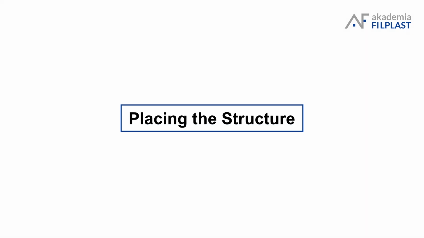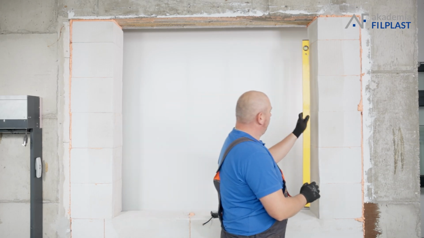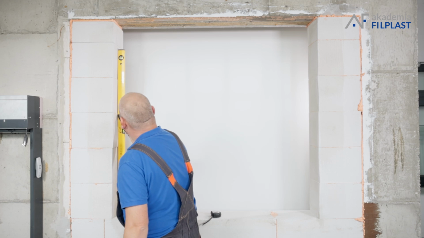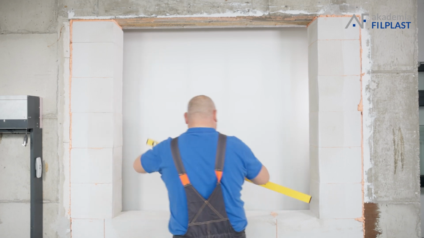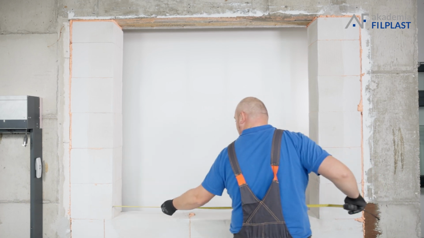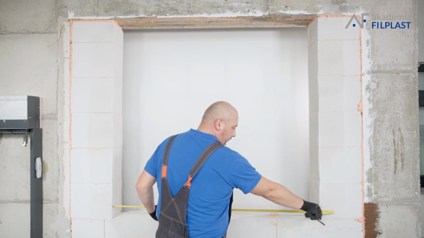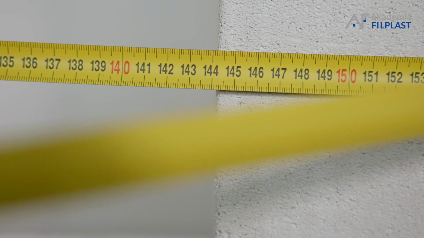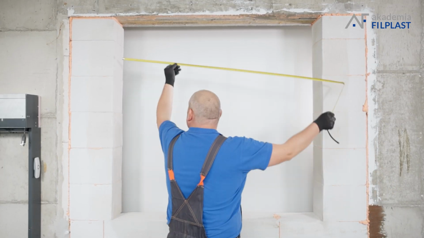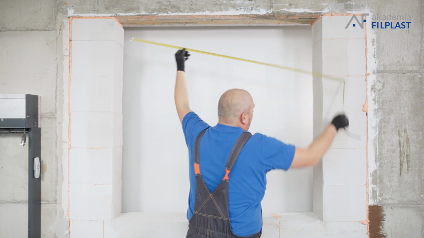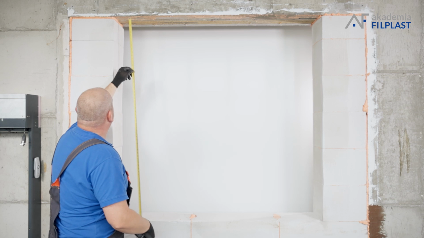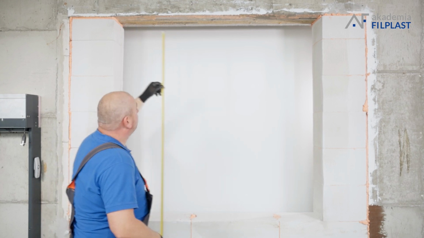Placing the structure. Measure the depth, width and height of the opening. Ensure an installation clearance of 1 to 2 centimeters per side, including the top and bottom. The window frame, including the 3 centimeter parapet profile, should be 2 to 4 centimeters smaller than the opening in both width and height.